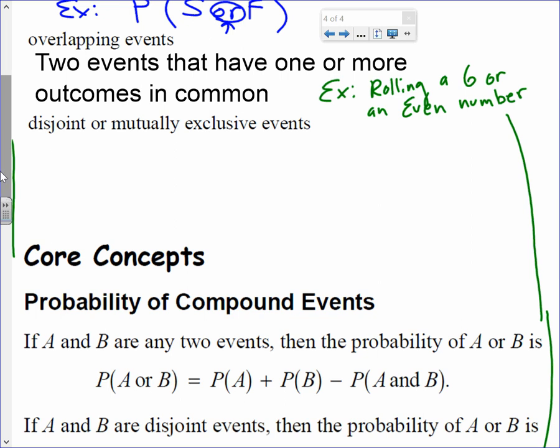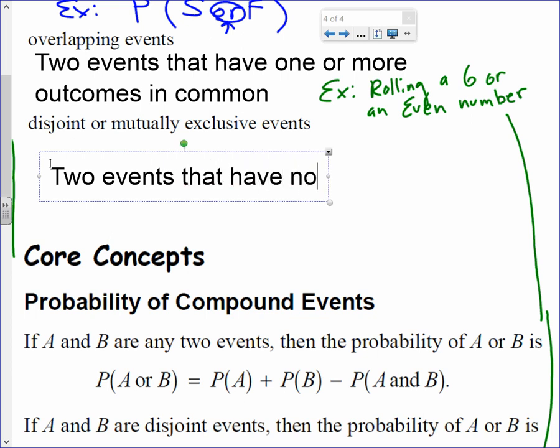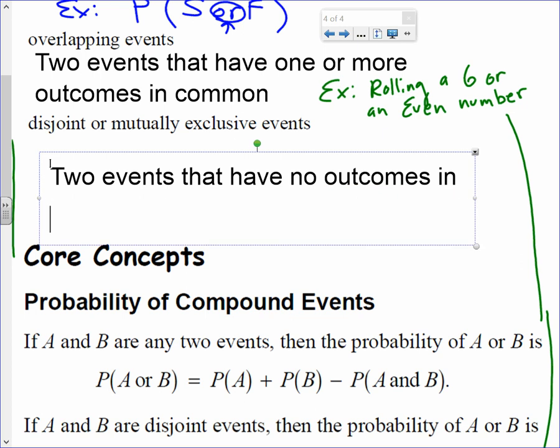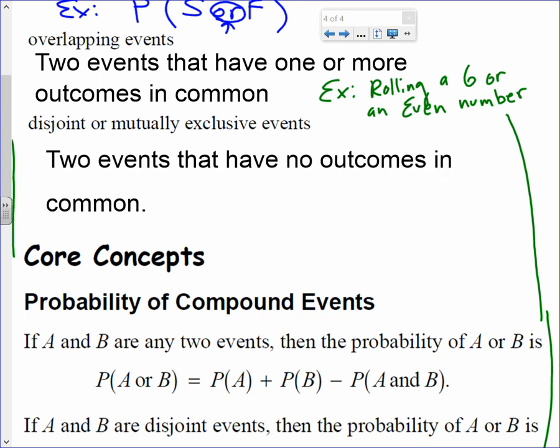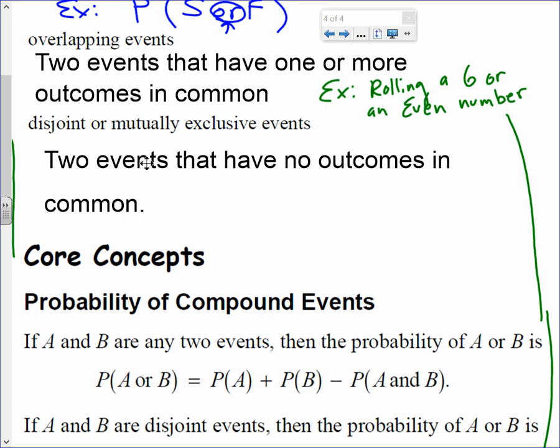For instance, let's go ahead and write the definition here. Two events that have no outcomes in common. Two events that have no outcomes in common. Write that down. This is the last word here. So it's just 3 words.